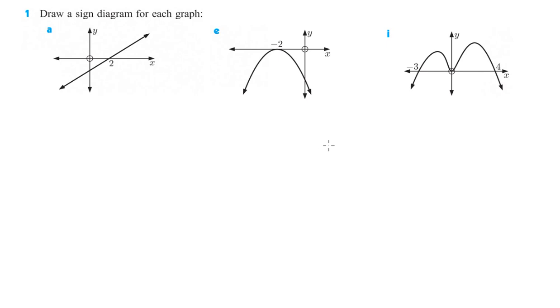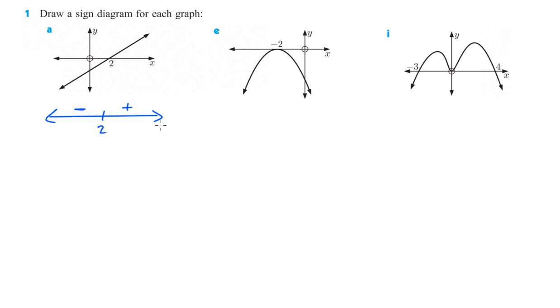I'm going to take you through some of the problems on the 3E assignment. First one here is number 1, draw a sign diagram for each graph. Basically what we're trying to do is figure out when it's positive and when it's negative. A sign diagram is simply going to look like this. Where it changes from negative to positive is at 2. To the left of 2, or to the negative side, it's negative. And then to the right of 2 it is positive, and that there is a sign diagram.